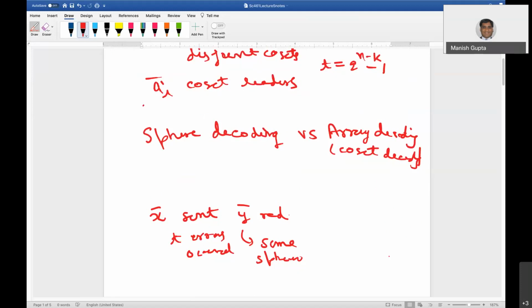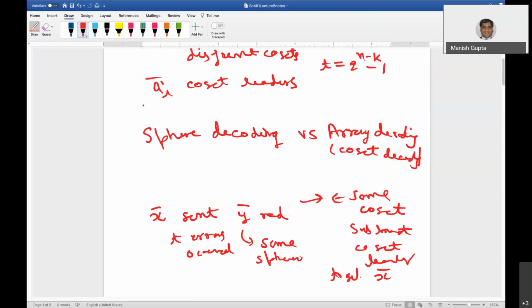In the case of array decoding, if X is sent, Y is received. In this case, Y belongs to some coset. Whichever coset it is, look at the coset leader and subtract the coset leader to get the X. This is the basic difference between coset decoding and sphere decoding.